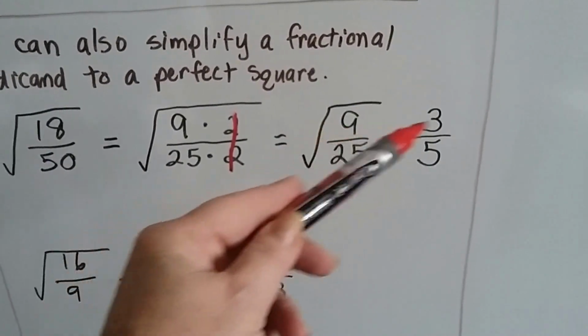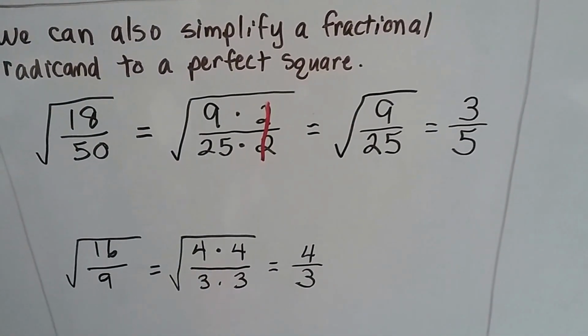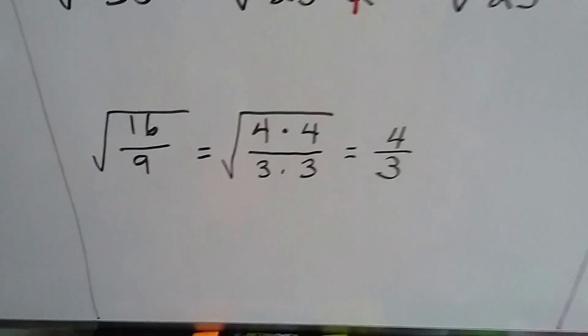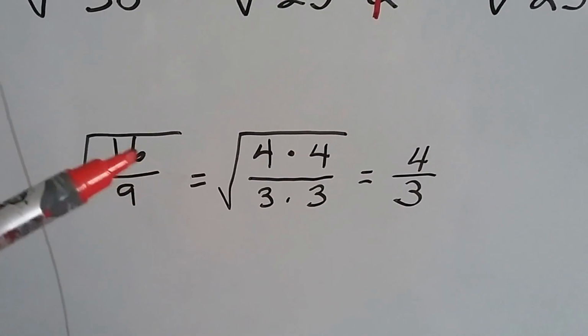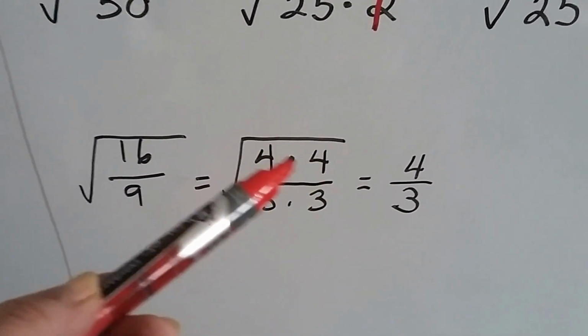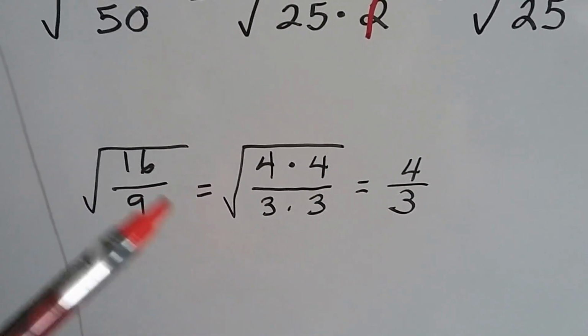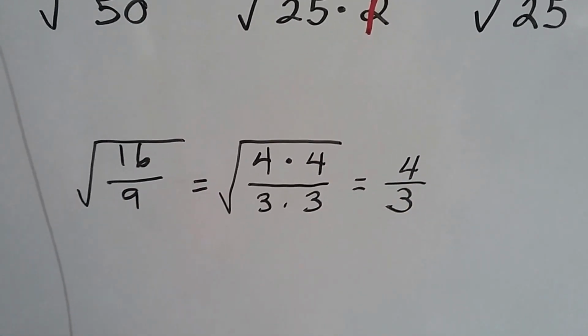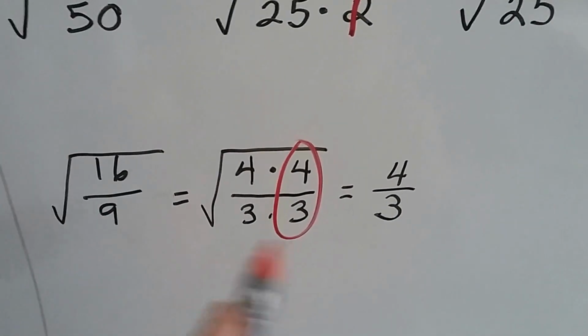And the square root of 9 is a 3. And the square root of 25 is a 5. Our answer is 3/5. The square root of 16 is 4. It's 4 times 4. And 9 is 3 times 3. That's a 3. We end up with 4/3. See? Just pull one of them out. See? Doesn't matter which one.